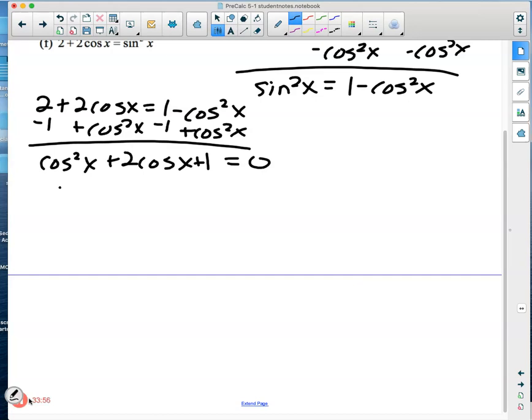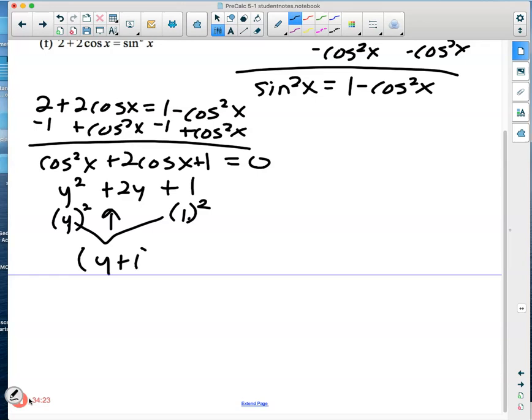Well, this looks like y squared. This is 2y, and this is a 1, and if this is y squared and this is 1 squared, I wonder if this isn't one of those perfect square trinomials. And how we check that is by taking y times 1 and doubling it, and if it matches the middle term, then it's a perfect square trinomial. And sure enough, it is. 1 times y times 2 is 2y. So this is really going to be y plus 1, the quantity squared, equals 0.